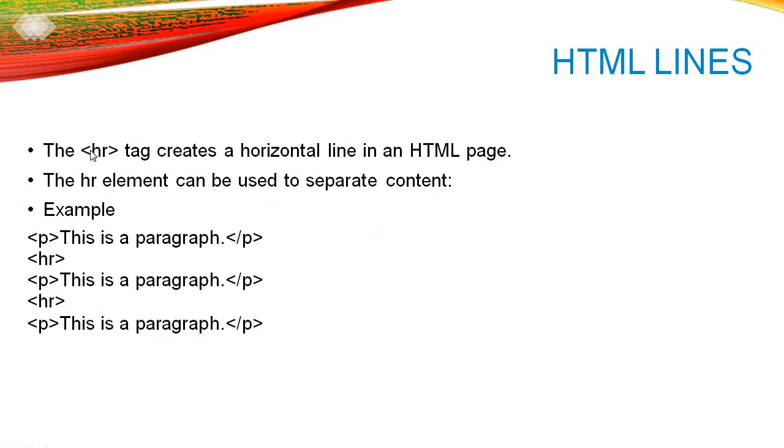Now next is the HR, that is the horizontal line in an HTML page. So HR elements can be used to separate the content. For example, if we write some paragraph and close the paragraph, then it will draw a horizontal line. And for the next paragraph, we will use the starting tag P, close of paragraph, and then follow with the horizontal line. So a line is shown if we use the tag HR.